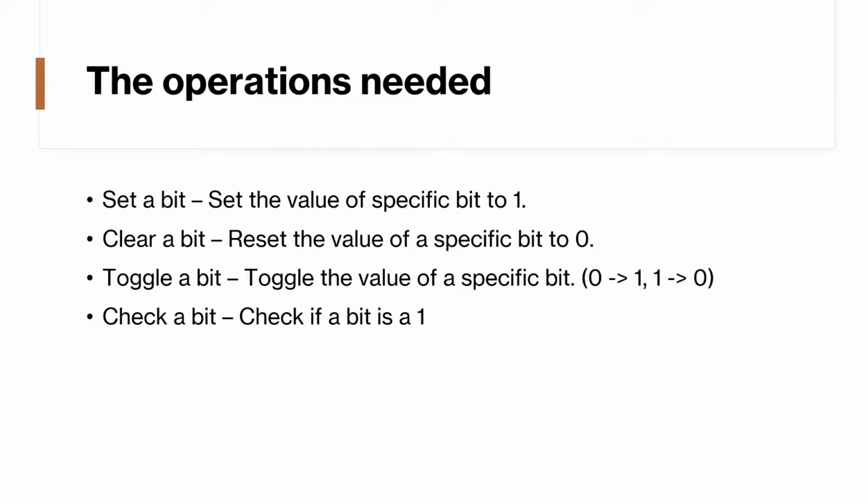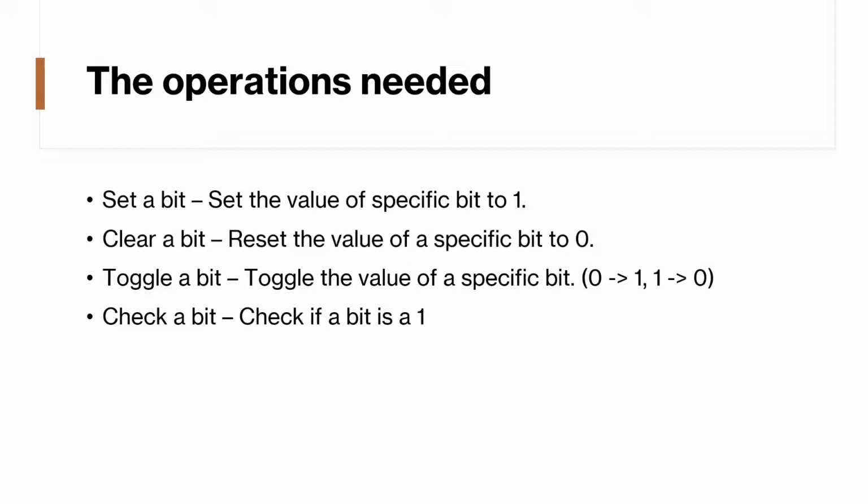So we need to be able to set a bit. When you set a bit, all you're doing is setting a specific bit to 1. Whether it was 0, whether it was 1, whatever value it was before, when you set a bit, it is now a 1. Then you have clear bit, which is the opposite. No matter what value was in there, you have a 0 now. When you clear a bit, you just reset the value of a specific bit to a 0. When you toggle a bit, you're switching the value. If it was a 0, it becomes a 1. If it's a 1, it becomes a 0.